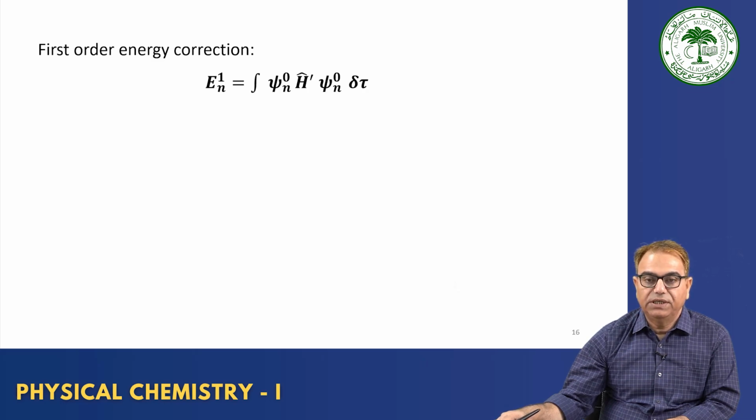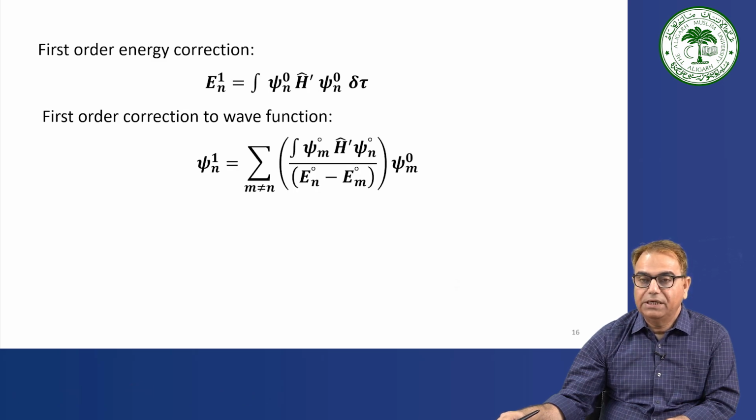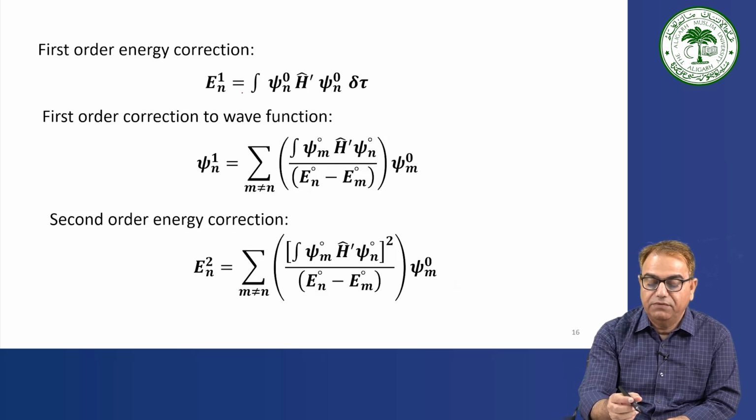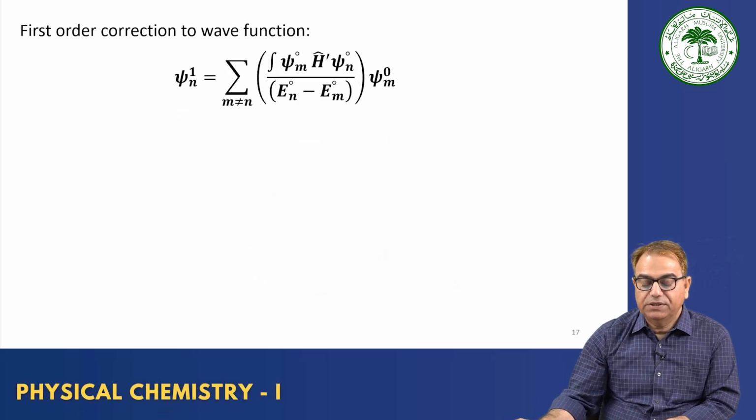Just summarizing what we did. En1 is equal to psi n naught H prime psi n naught. The first order correction to the wave function is psi n1 is equal to psi m naught H prime psi n naught divided by En naught minus Em naught, multiplied by psi m naught. And the second order correction to energy you can also find out. I have given you the direct value. We did not do the calculations, but I am giving you the direct value. See, this equation is very similar to psi n1. So the first order correction to the wave function is this one.